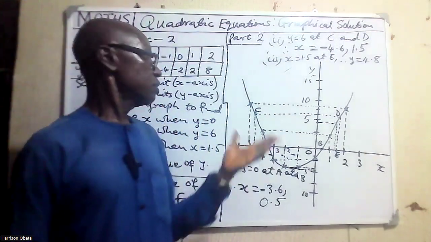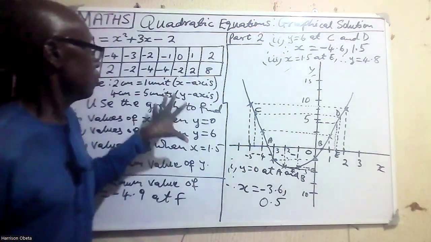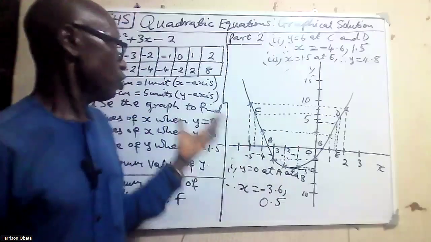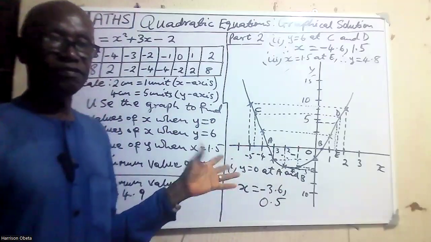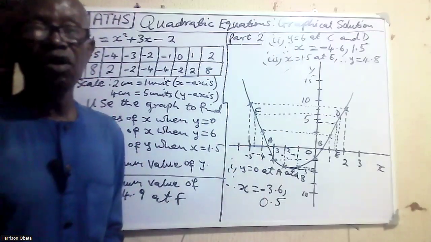I started with putting down the table of values, then followed by the plotting. I will advise that you copy the question, try it yourself, and then if there's any question, you let me see it in the comment section.